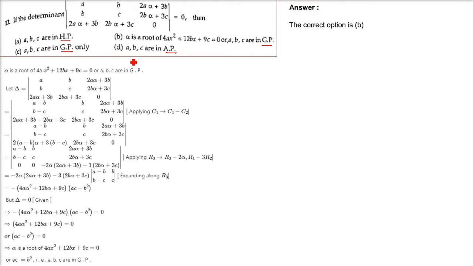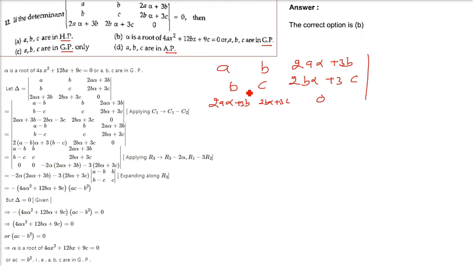So what we'll do here is, we'll change column 1 to column 1 minus column 2. What is the benefit? We have A minus B, 2A alpha plus 3B, then B minus C, 2B alpha plus 3C, and 2A alpha plus 3B, 2B alpha plus 3C, and 0. So this column 1 I am changing to column 1 minus column 2. What is the benefit here?